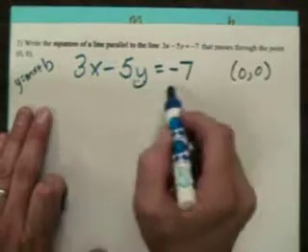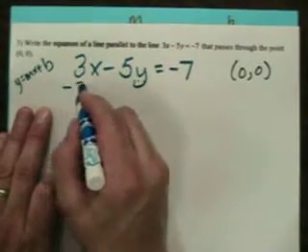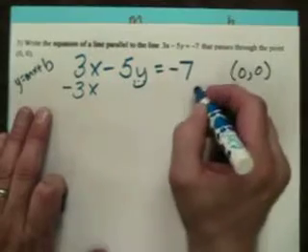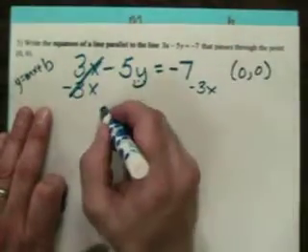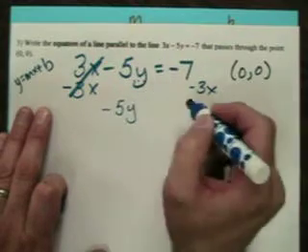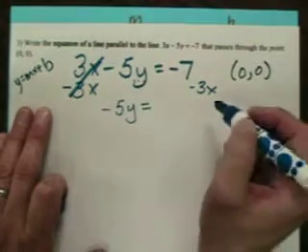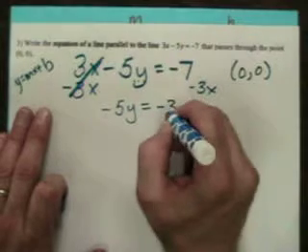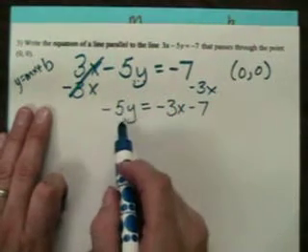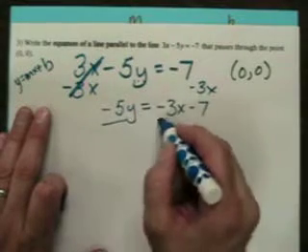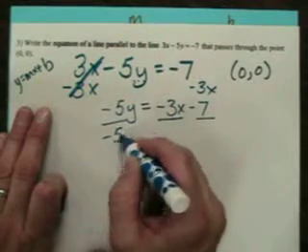So let's see, we got to move the x over. Opposite of adding 3x's is subtracting 3x's. On this side, that's easy. That becomes 0. So I get -5y equals -3x minus 7. The next step is going to be to divide everything by -5.